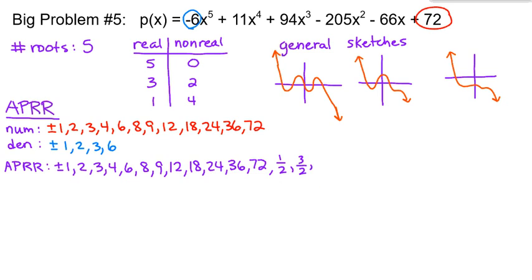4 over 2, we've got 6 over 2, we've got 8 over 2, we've got 9 over 2. 12 over 2 is new, and 18 over 2, all the rest of them we already have that number. So we're done with the denominator 2 too.